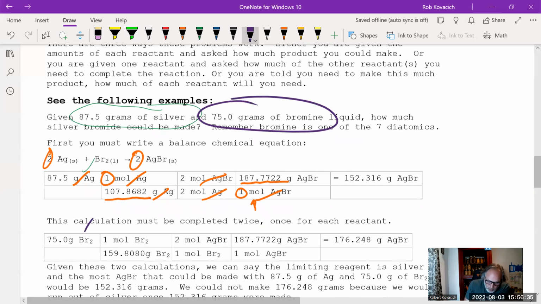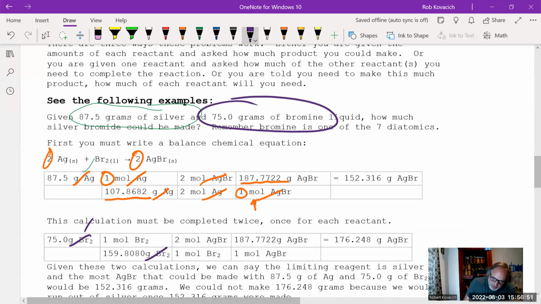I'm going to convert my grams of bromine into moles of bromine. So my grams cancel out. Now I have counted the number of bromine molecules I have in 75 grams of bromine molecules. Again, I don't care about that number. What I care about is I want to know how much silver bromide I'm going to make.